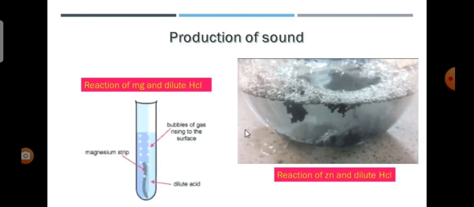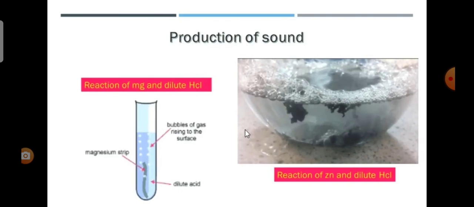Production of sound. When we speak, sound is produced. When you hit metals like iron, copper, a sound is heard. Some chemical reactions do produce sound when they take place. What happens when you fire crackers during Deepavali? The chemical substances present in the crackers undergo some chemical reactions to produce sound.